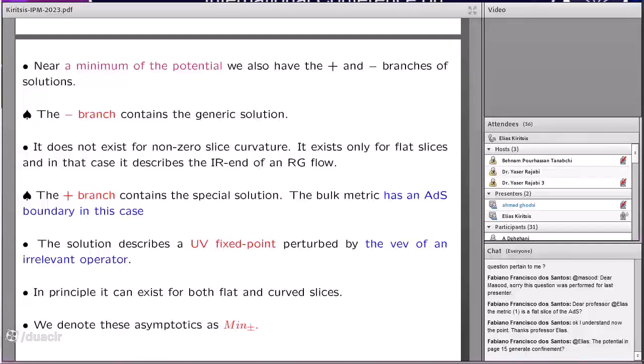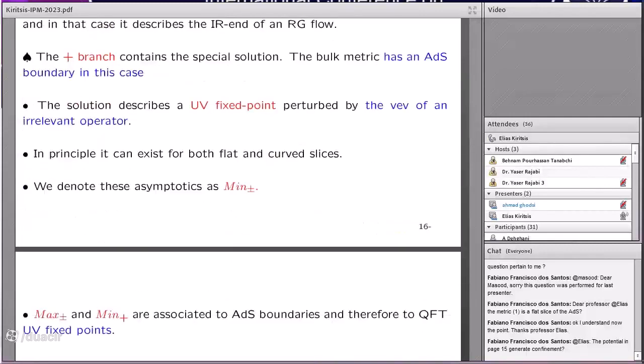So these two solutions have different interpretations. This is an infrared end of the flow. This is a UV fixed point driven by an irrelevant VEV. Let me call these two solutions near a minimum, min for minimum, and plus and minus to remind you which one of the two it is.